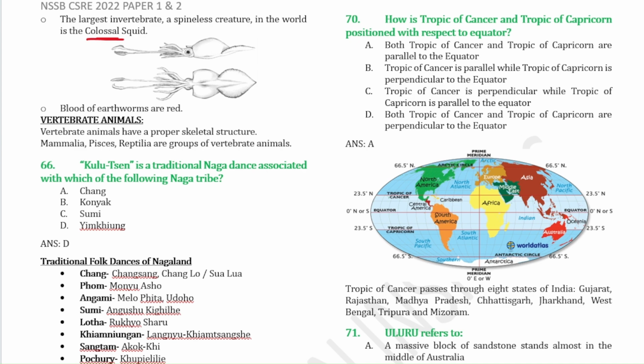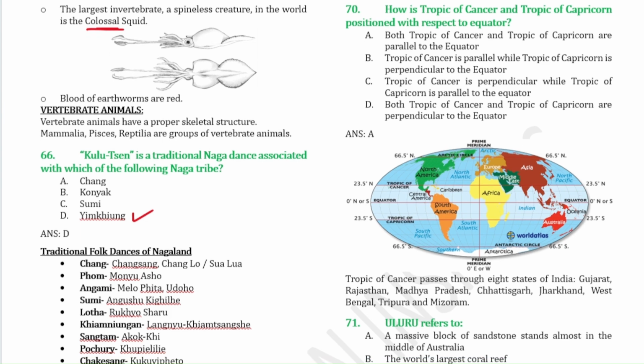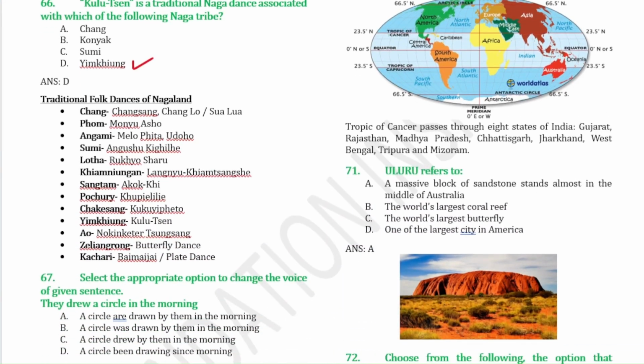Next question, Kulutsen is a traditional Naga dance. So it is associated with which tribe? So it is associated with the Yimkhiung tribe. So traditional folk dances of Nagaland for each tribe are also important. So you can go through all this.